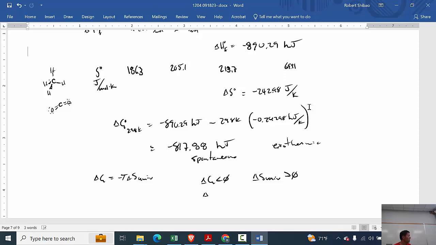A delta G greater than 0 means that delta S of the universe is not going up. Delta S of the universe is actually going down. And we call this non-spontaneous. And if delta G is equal to 0, then we say that there's no driving force for change. This is just at equilibrium.